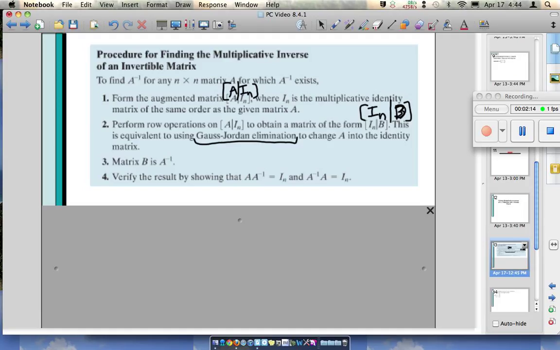A simple thing you can always do is verify that it's the inverse by performing that multiplication. If I do A times B, I should get the identity matrix. And vice versa, if I did B times A, that should also give me the identity matrix. So there's a quick way to check your answers, by calculator or by hand as well. Let's take a look at an example.